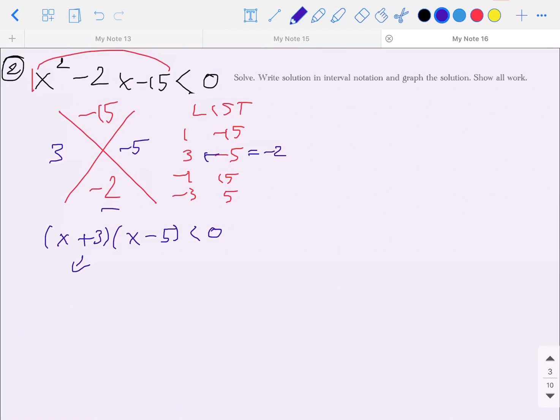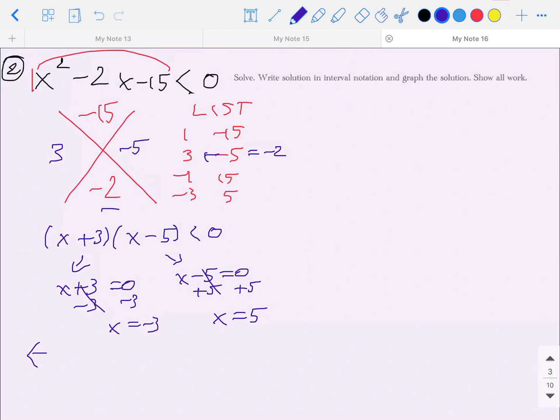Split these two up. x plus 3 is equal to 0, and x minus 5 is equal to 0. And subtract 3 from both sides. x equals negative 3, and this one is plus 5. And x is equal to 5. Make the number line. Here's negative 3, and here's 5. You can use arbitrary values for the number line. It's negative 3, negative 2, negative 1, 0, and so forth, up to 5, 6, 7, and so forth, and anything from the left.